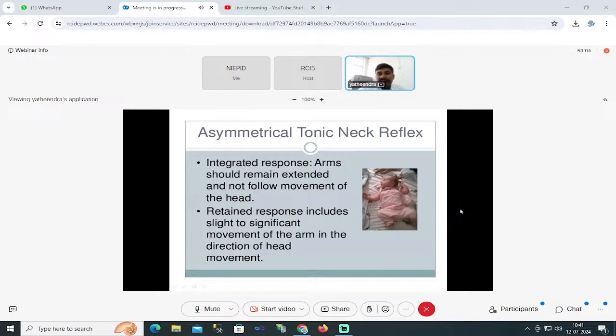Asymmetrical tonic neck reflex. Now you can see in the picture here. Again, the head position is the stimulus, and you see the position of the limbs here. Suppose I turn the head position towards the right side.